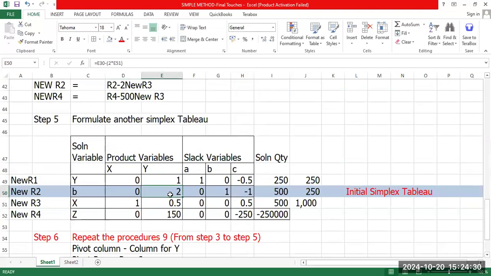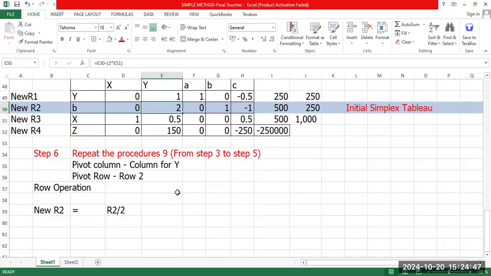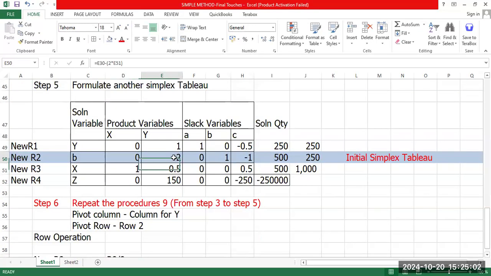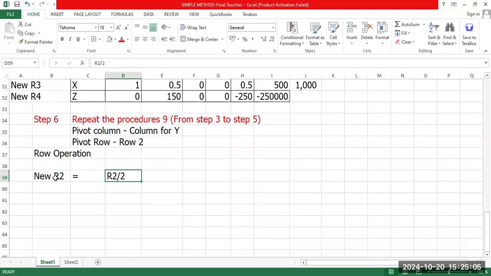What happens when you find that here you have the value as 1? If you find that you have this value as 1, for confirmatory test, it will be row 2 divided by 1. It will just remain, because that value is already 1. So it is that row divided by 1.